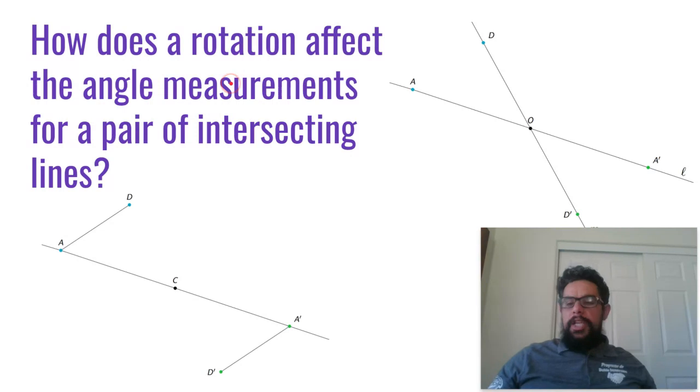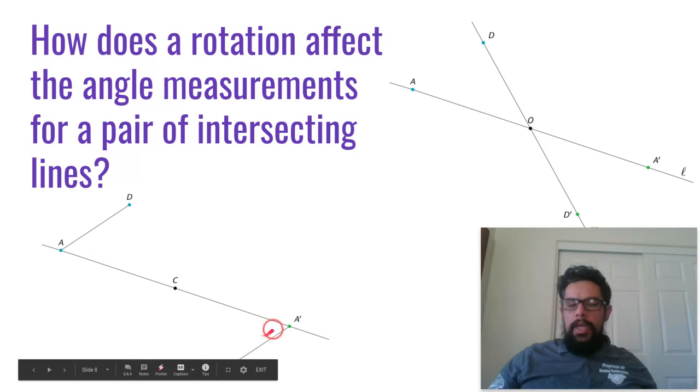How does a rotation affect the measurement of the angles? It doesn't affect it at all. So this angle right here is the same as this angle right here, because when you do a rotation, the angles stay the same. Doing this rotation does not change the angle. Same thing here. This angle right here, when we did the rotation over here, made this angle, and the angle stays the same. So these two are equal to each other.